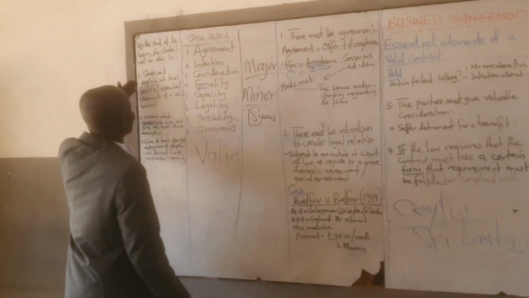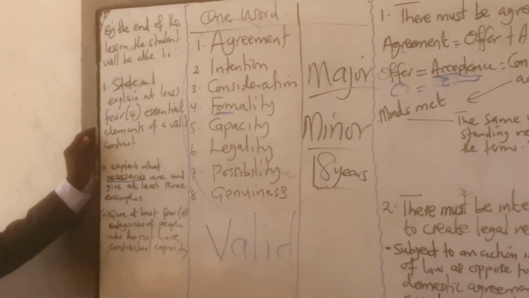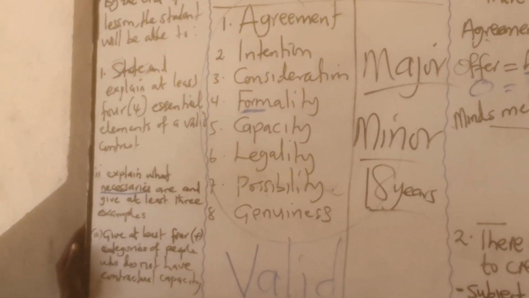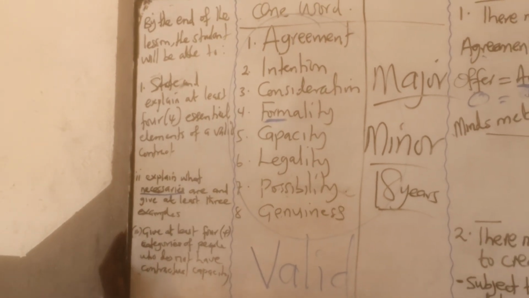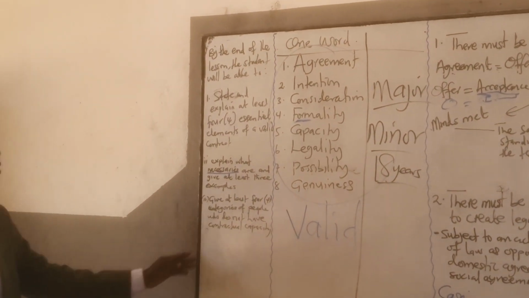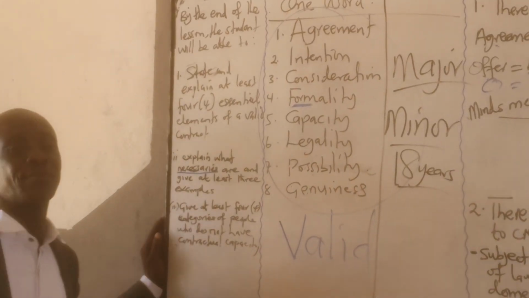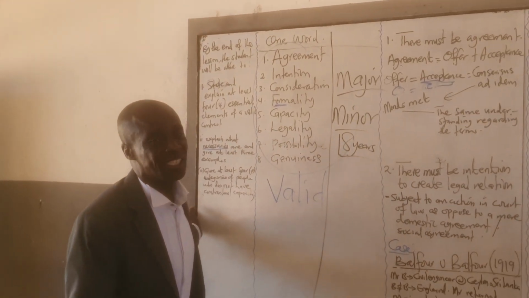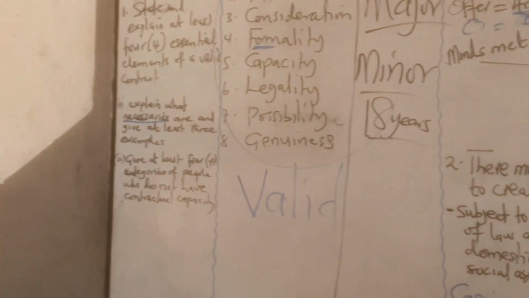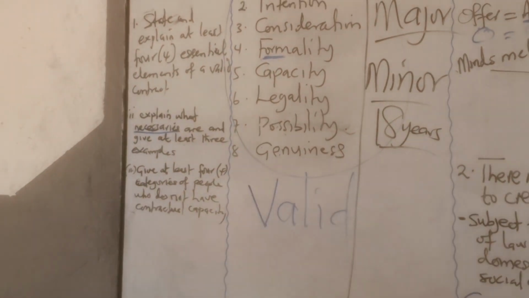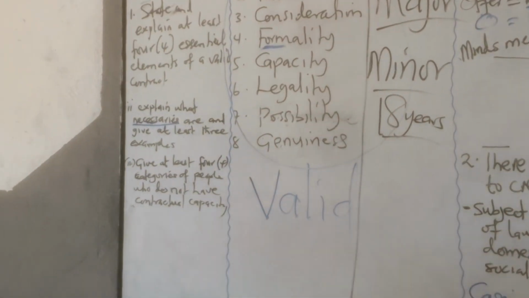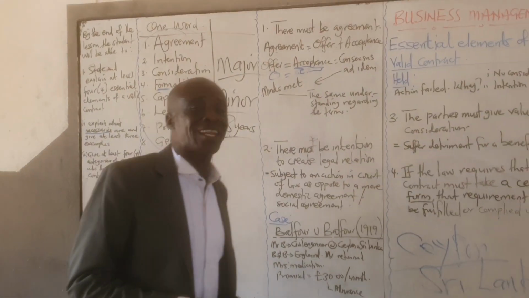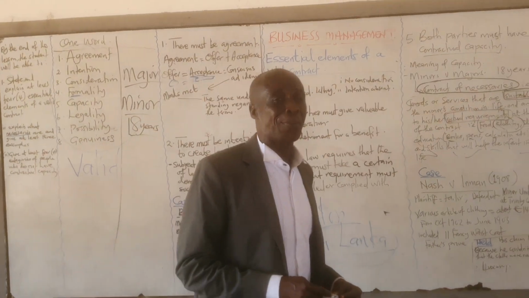So now the questions. Question 1: State and explain any 4 essential elements of a valid contract. Question 2: What are necessaries? Give 3 examples of necessaries. Question 3: Give 4 categories of people who do not have contractual capacity.